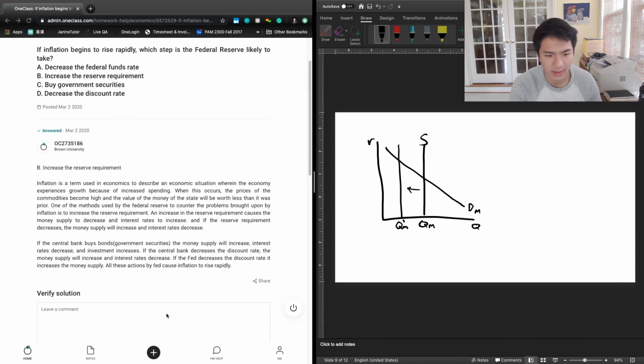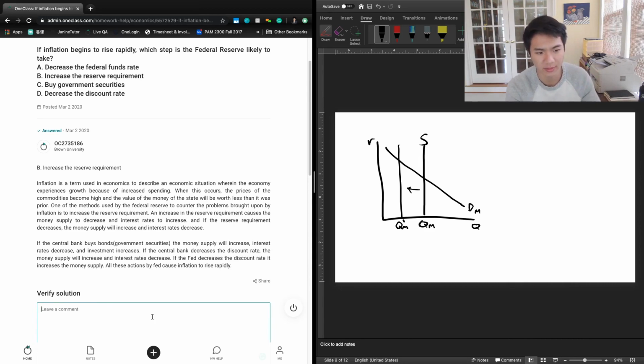So yes, this is a pretty good answer. I think the only thing that's unclear is the connection between reserve requirements and a decrease in the money supply. So we're going to clarify that real quick.